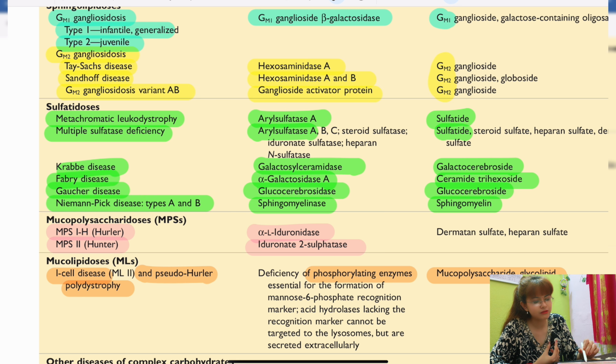Niemann-Pick disease has a defect in sphingomyelinase, because of which sphingomyelin is getting accumulated. In the mucopolysaccharidosis, which is the Hurler-Hunter syndrome, in Hurler you have the alpha-L-iduronidase enzyme defective, and in Hunter syndrome you have the iduronate-2-sulfatase enzyme which is defective. See, these are very confusing terms. So this is again a very important chart.